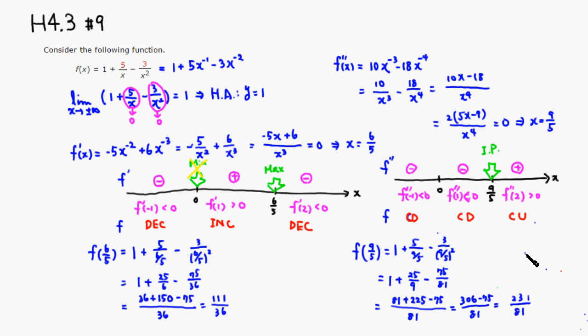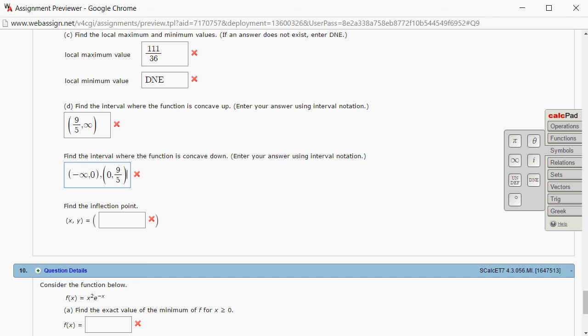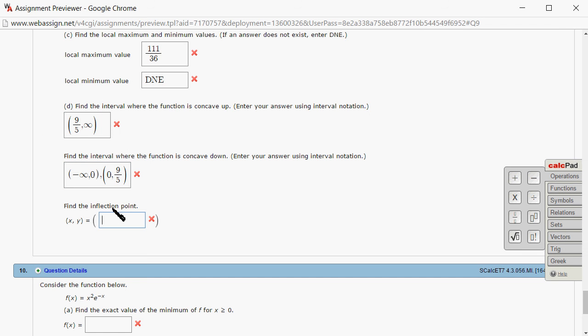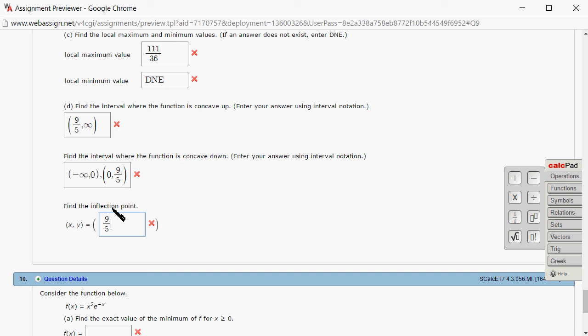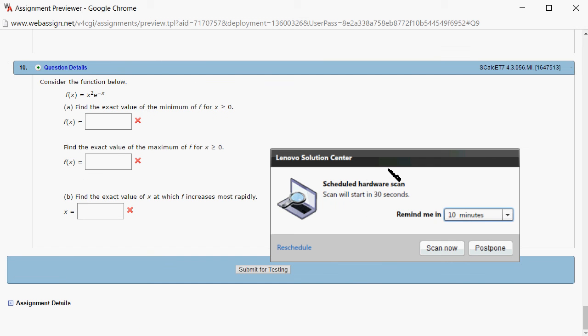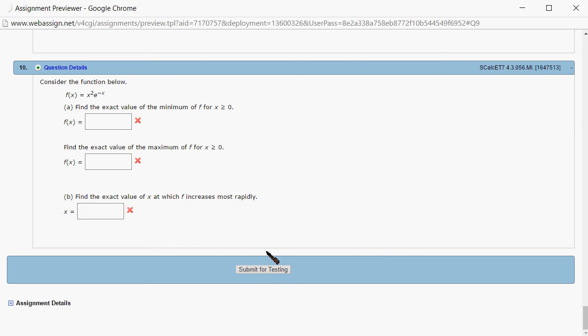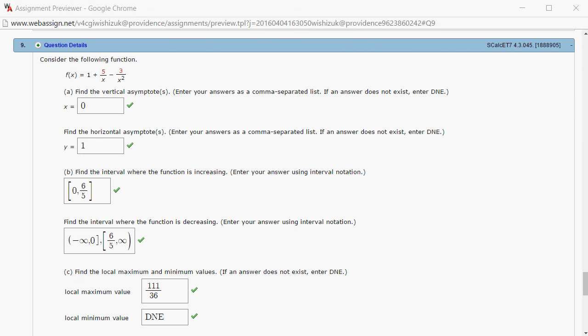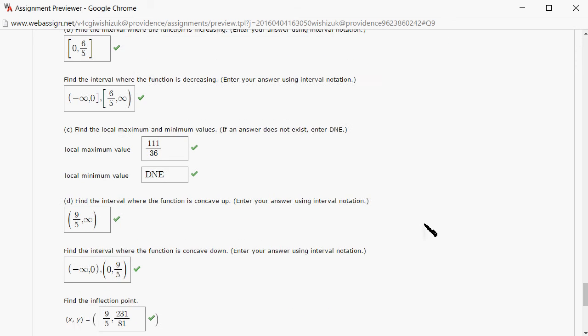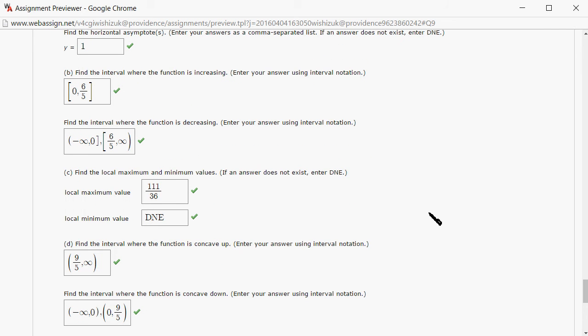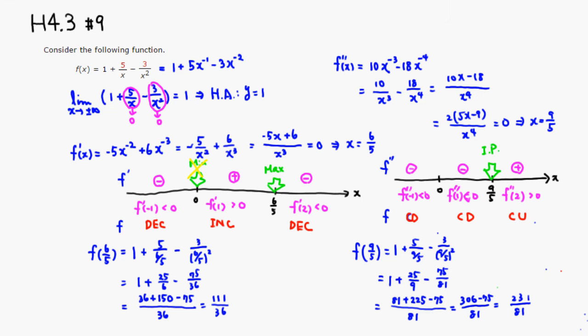So let's type it in. We have 9/5, comma, 231 over 81. Alright, so let's check the answer. Submit for testing. Alright, I came back and looks like we got all parts correctly. Alright, that's it. I hope that this was clear.